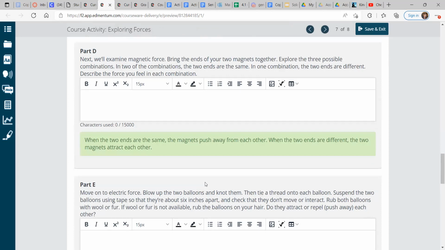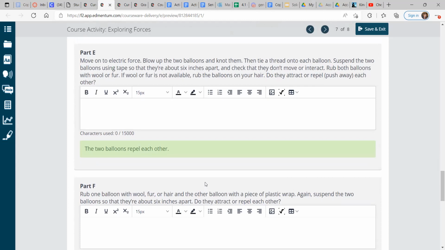And then we have magnetic force in part D. If you have two magnets, you can try it yourself, but I'll show you the example answers for these as well. Explore three possible combinations. In two of the combinations, the two ends are the same. In one combination, the two ends are different. Describe the force you feel in each combination. If the two ends are the same, the magnets push away from each other because like magnets repel. And when the two ends are different, the two magnets attract each other.